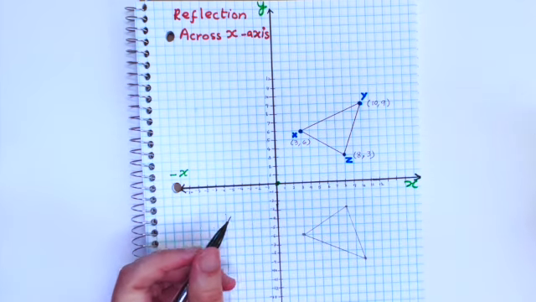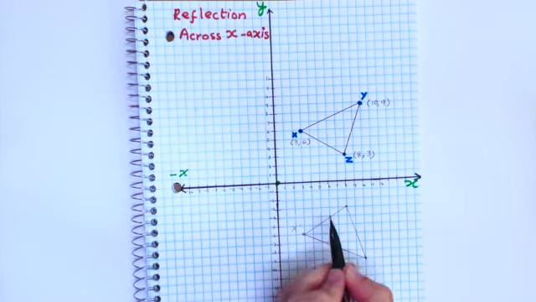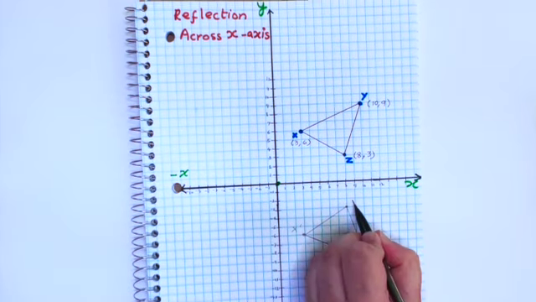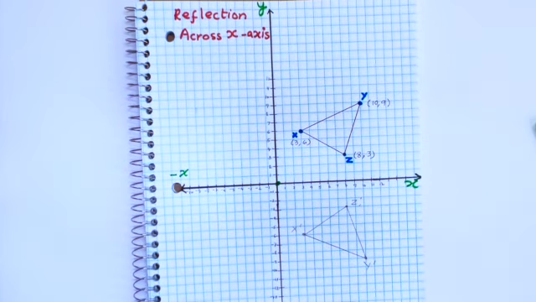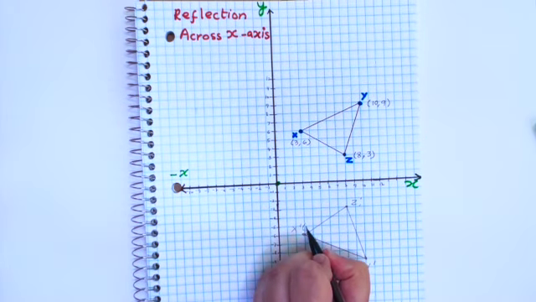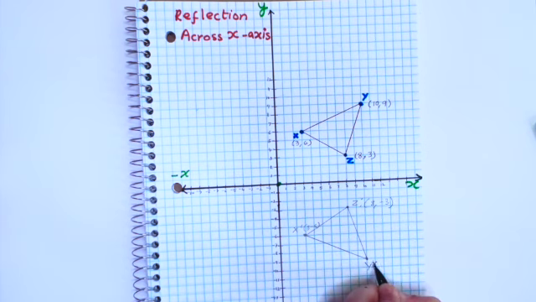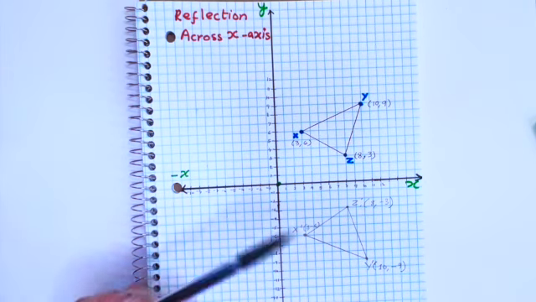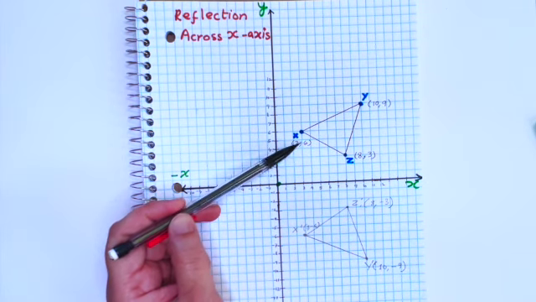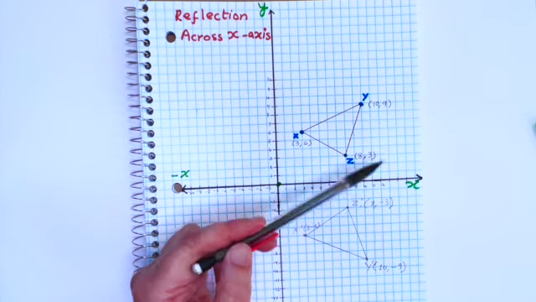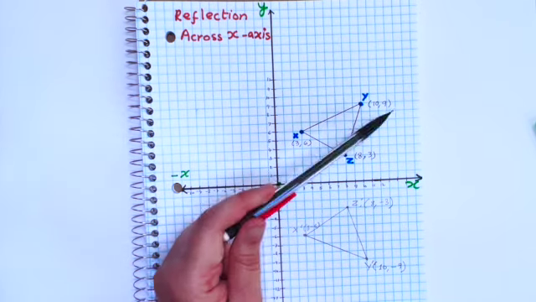Now as you can see, since it's a reflection, both the image and pre-image are the same shape and size, meaning they are congruent. And you can see it in the coordinates. So (3, 6) becomes (3, -6), because we are reflecting it across the x-axis. And if it's the y-axis, then we'll be negating the x coordinates.